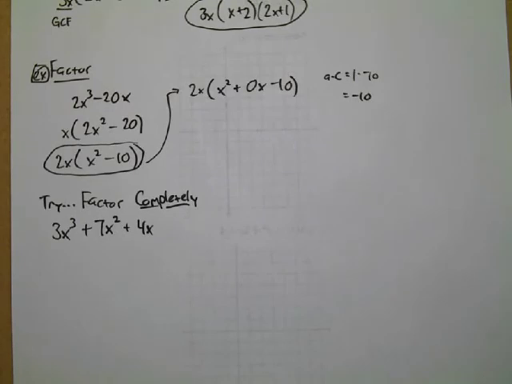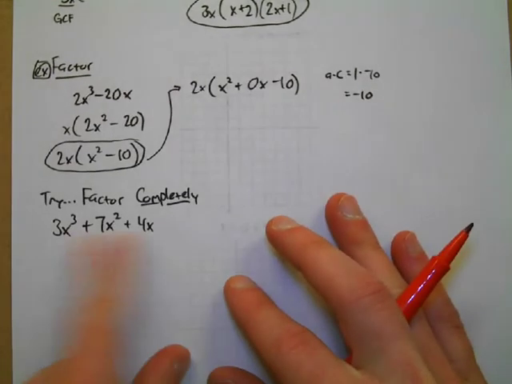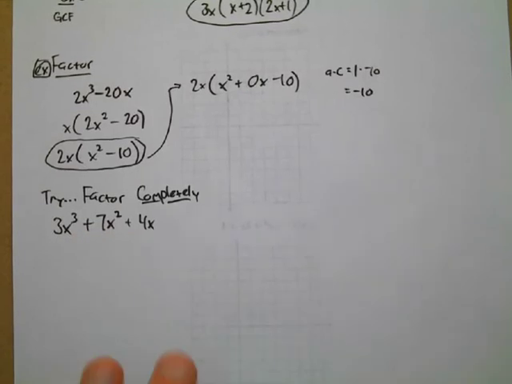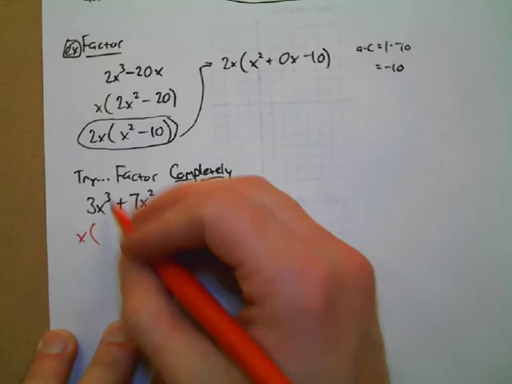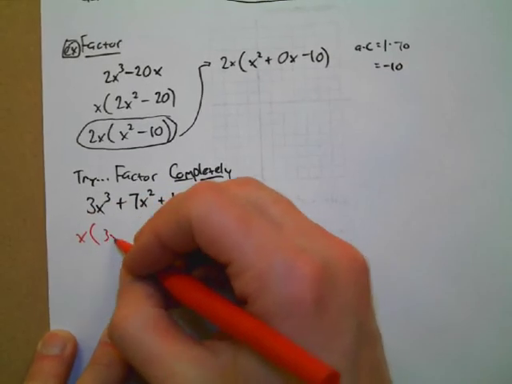Let's see what we came up with here. How about Chris? Chris, is there a GCF here we can take out? Yes, an X, right? So we'll take an X out, and what does that leave behind when I take the X out of this? 3x squared plus 7x plus 4.